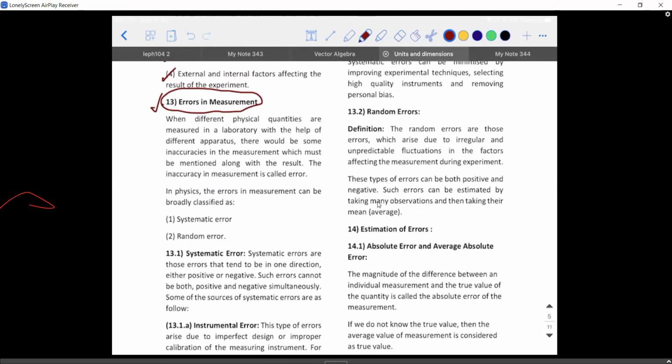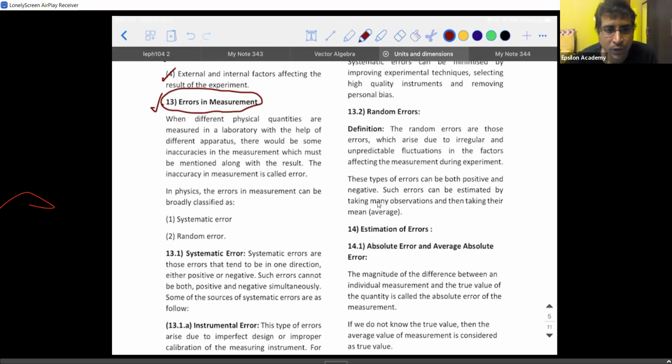Sir, will you share it in the study material? Which one? This one? Yes, sir. I've already put it in the group. The WhatsApp group itself, I've already sent. Okay, you guys can go through it. If you have a printer at home, it's better you take a printout for this part.